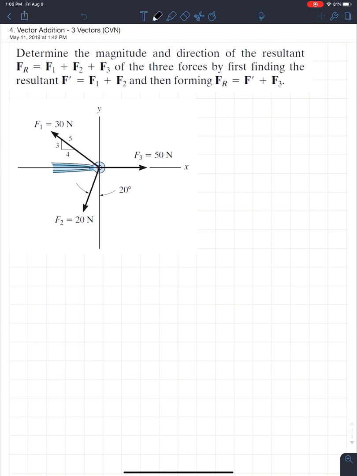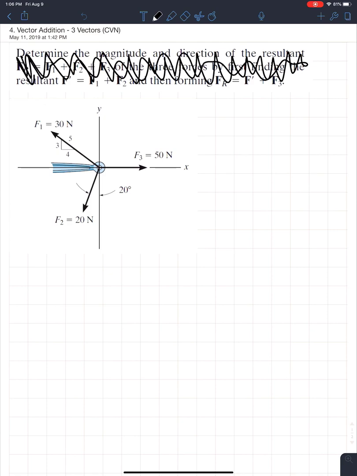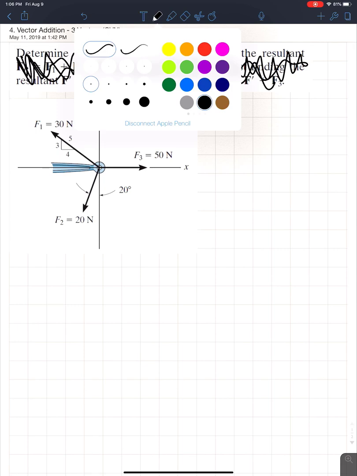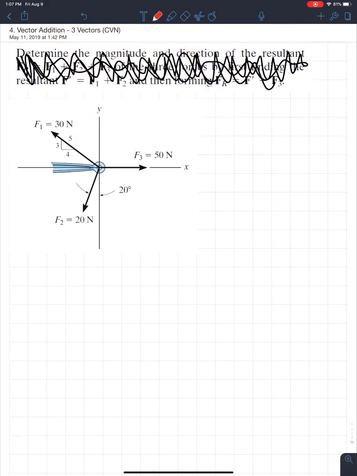I'm just going to erase all this because this is for the parallelogram method, but we've already discussed we'll not be using that. So we're just going to start adding the 3 vectors. The nice thing about the CVN method is it doesn't matter which vector you start with. You can start with any vector because in the end we still have to get into its x and y components. So I'm going to color code the vectors as I usually do so you guys can keep track of what I'm doing and where I'm at.